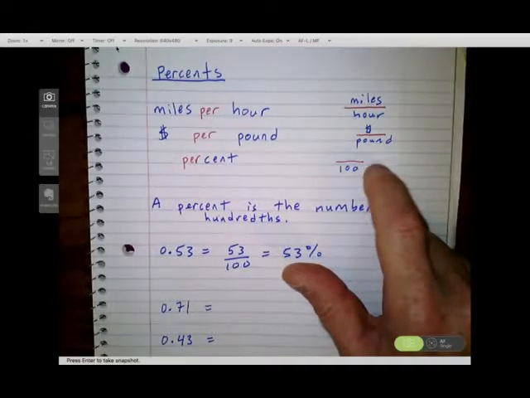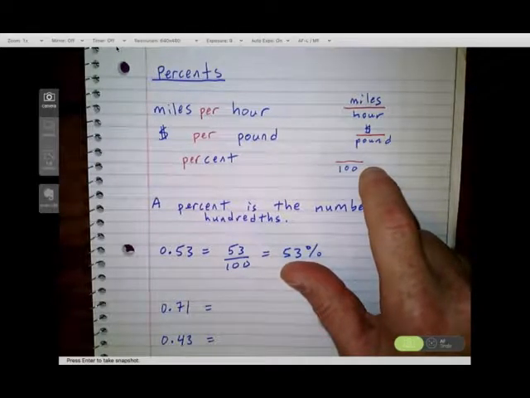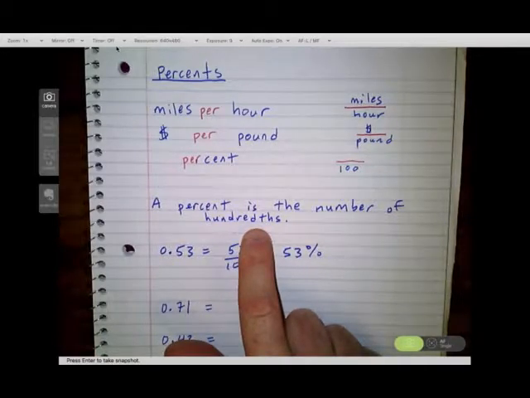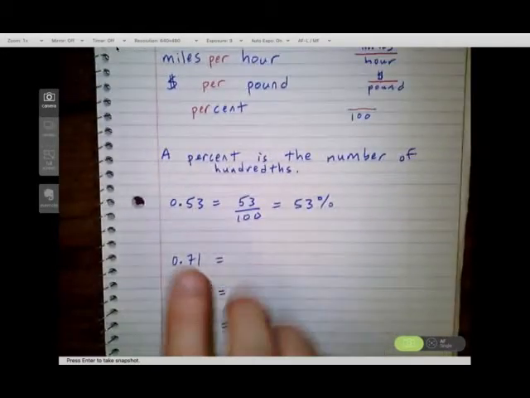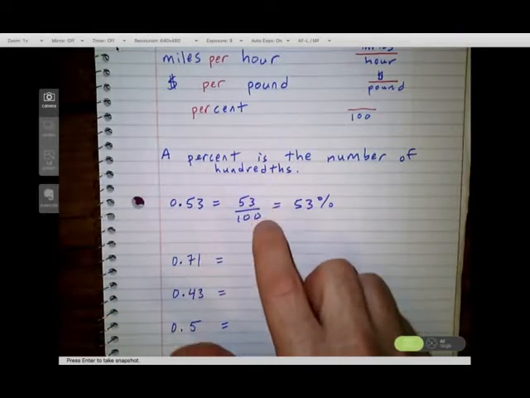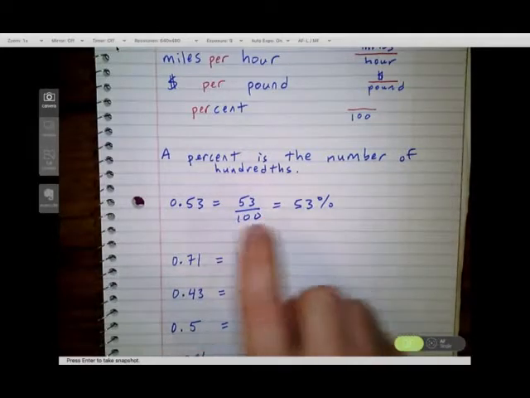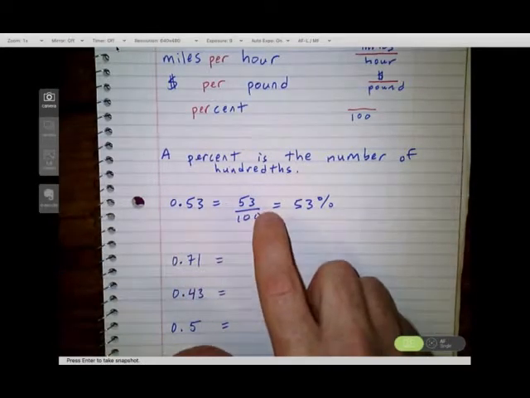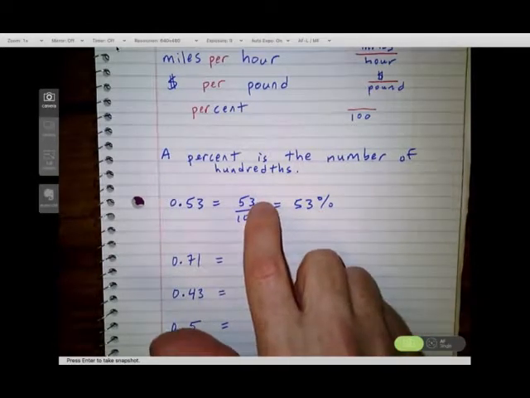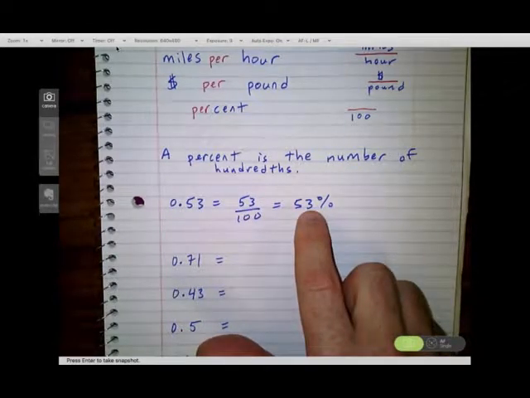If you think about this as a fraction, that's hundredths. So really a percent is just the number of hundredths. So for example here, if I have 0.53, and that's how I often say it, but really this is 53 hundredths. So that means 0.53 or 53 hundredths equals 53% because there's 53 hundredths.